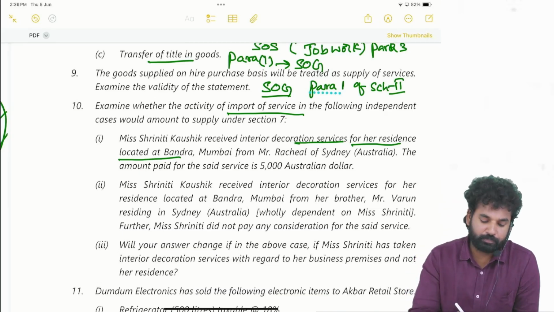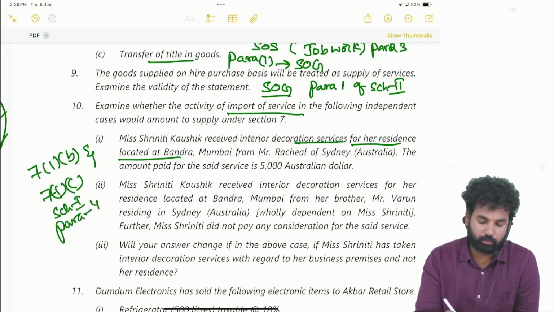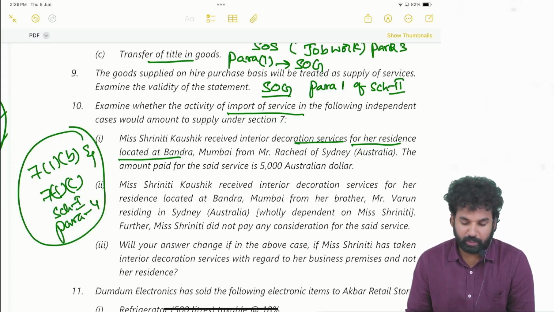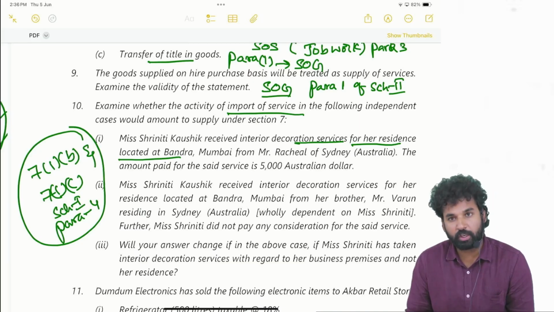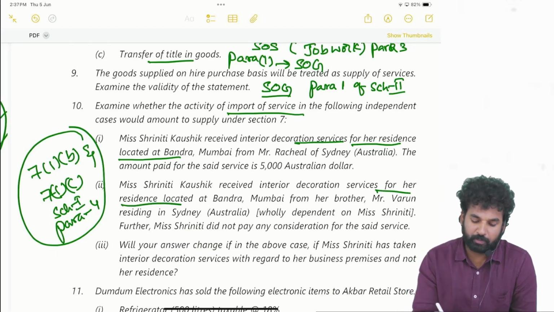Now you need to check what Section 7.1b and 7.1c, Schedule 1 Para 4. So after examining these two, you have to tell. Okay. Next, Miss Srinidhi Kaushik received interior decoration services for her residence located at Bandra, Mumbai from her brother, Mr. Varun, residing in Sydney, Australia, wholly dependent on Srinidhi. Further, Srinidhi did not pay any consideration for the said service. Para 4. Okay, whether it is supply or not.